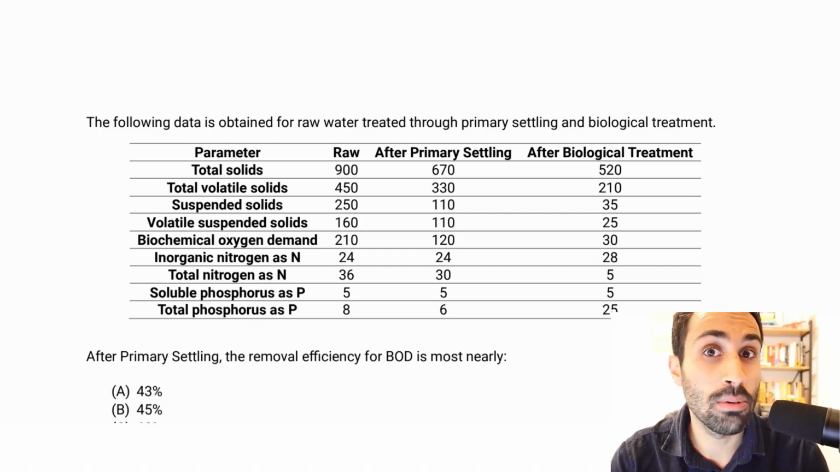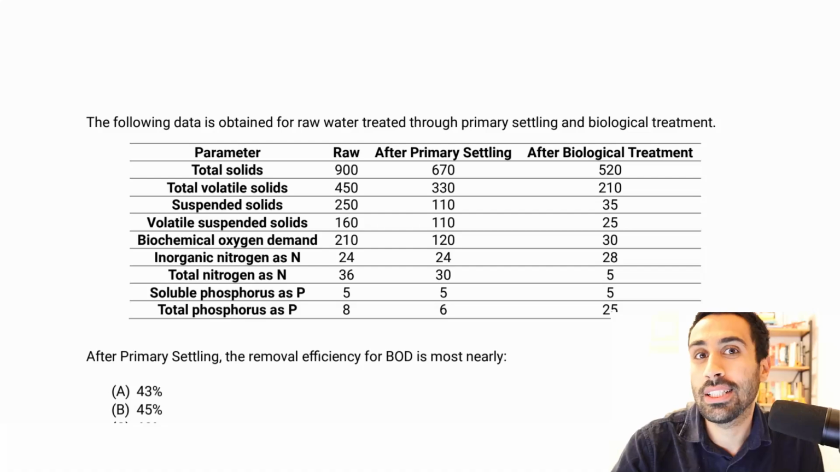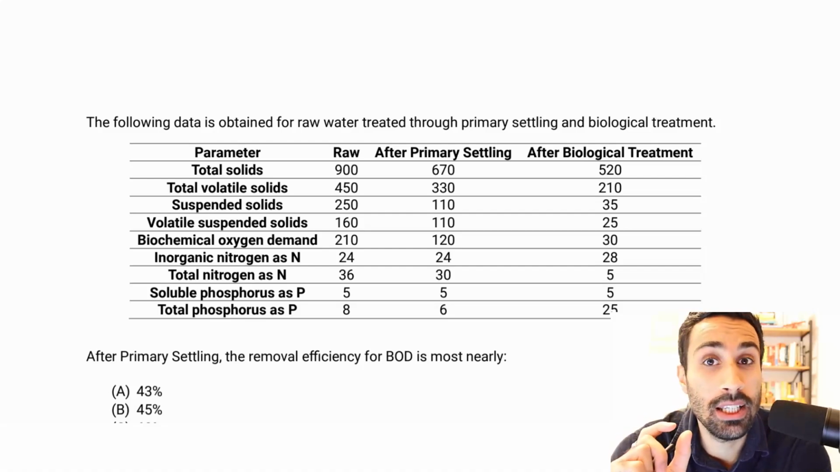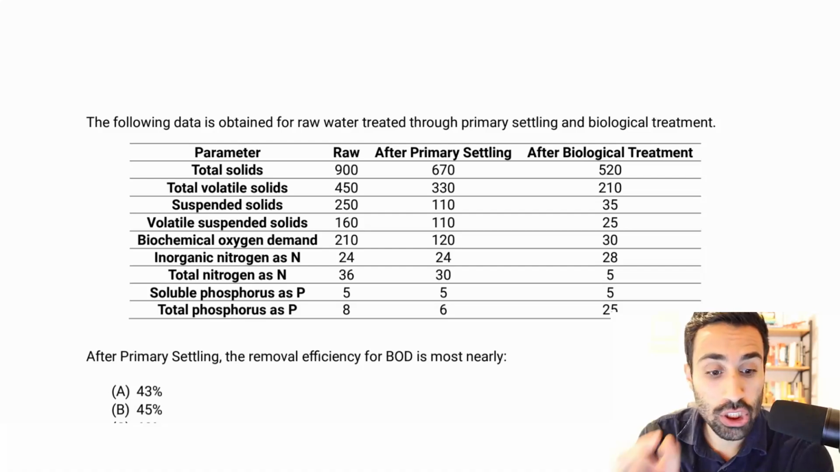So I did this problem about a year ago, but we're redoing it today. Recently, a student pointed out a big mistake I made when finding the removal efficiency for BOD after biological treatment. So I want to make sure to redo this, get the concept right, and get the right answer.